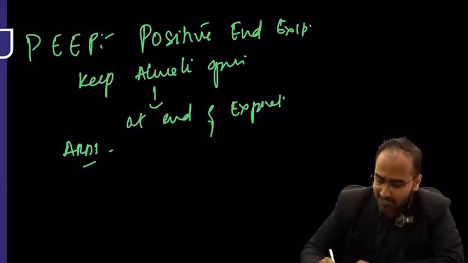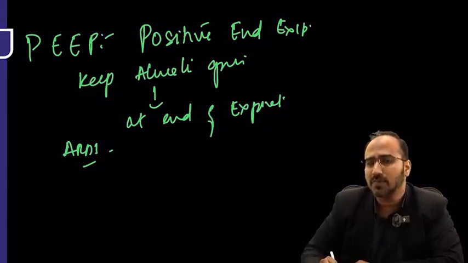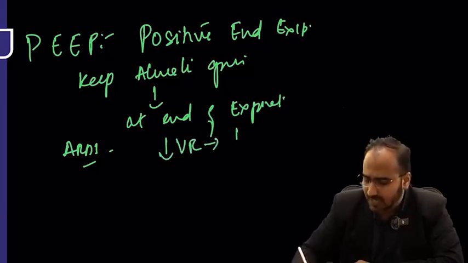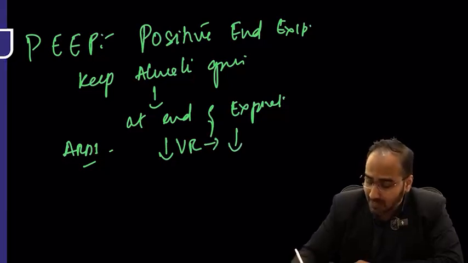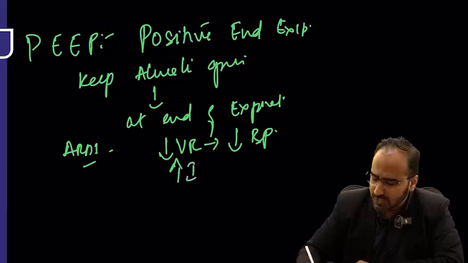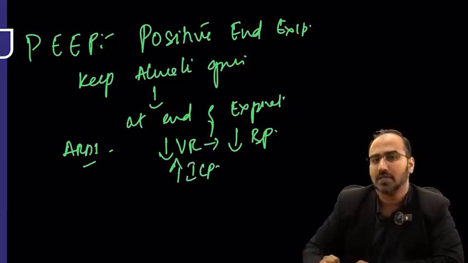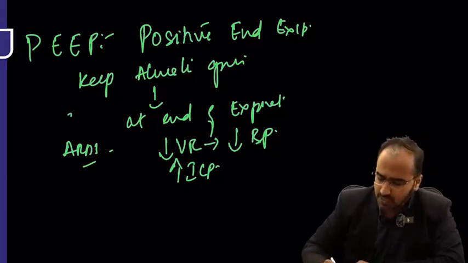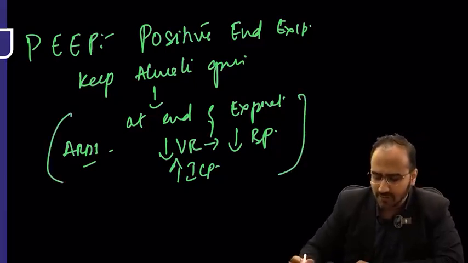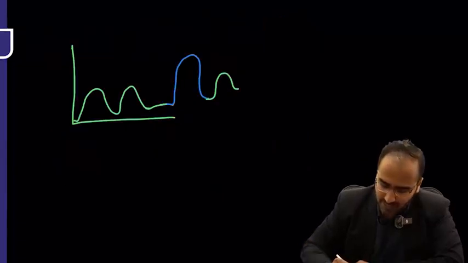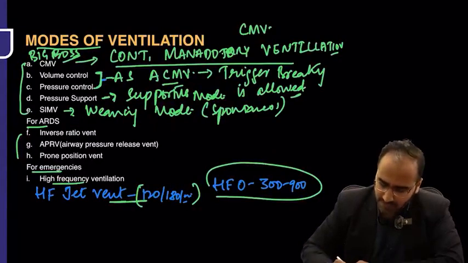Okay? But the disadvantage of this PEEP is what, guys? It will decrease the venous return, decreases the cardiac output, and thereby cause hypotension. It will also increase the intracranial pressure. So, in patients who are having head injury and all, we avoid using PEEP. PEEP is positive end expiratory pressure.